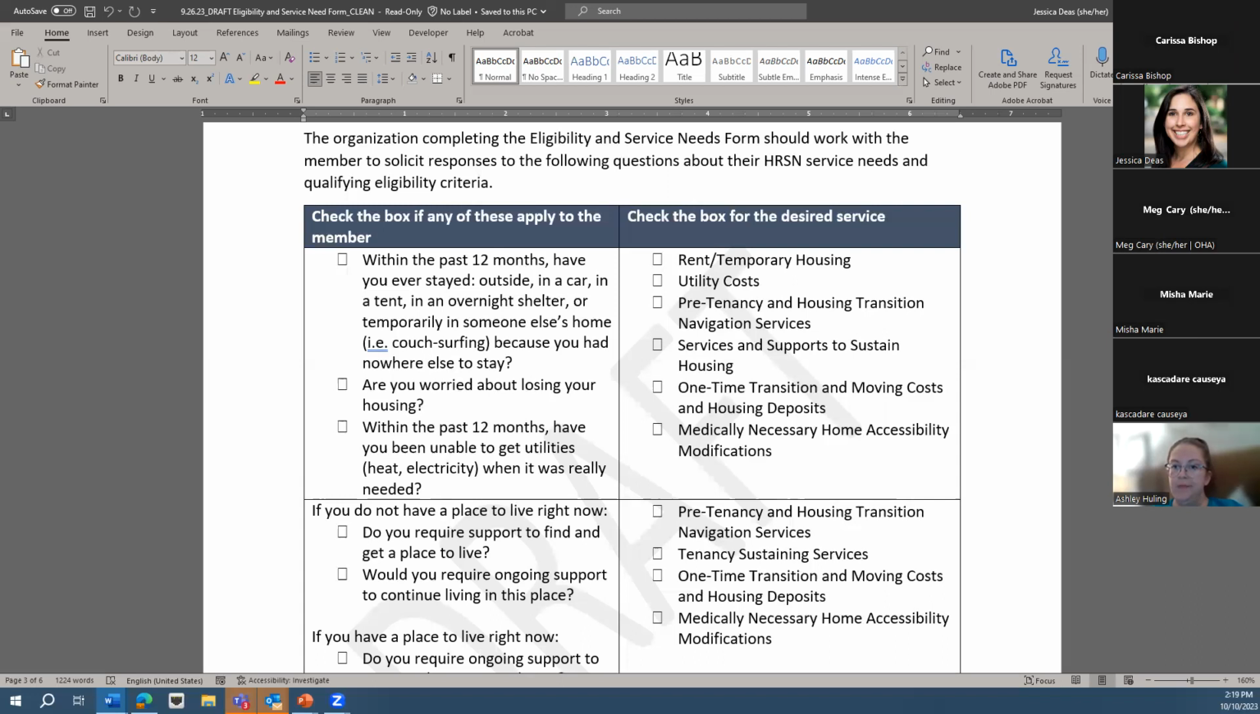Carissa. Yeah, I'm just curious what's the criteria in terms of being eligible for services? If they just check one of those boxes on the left, is that enough or does it have to be multiple, more than one? I'm going to phone a friend on this. Meg, do you have additional context into this section?